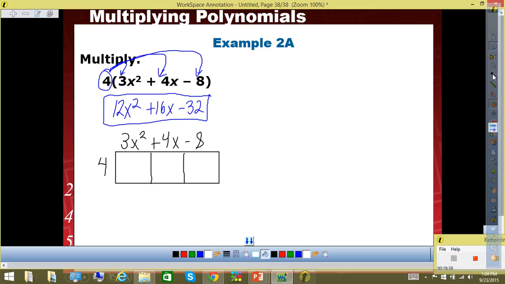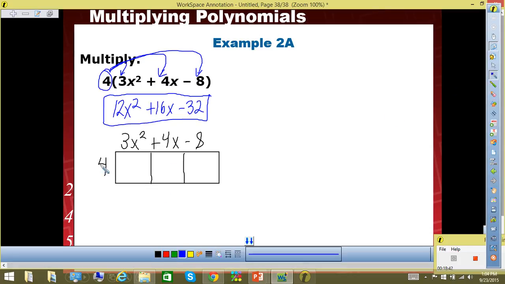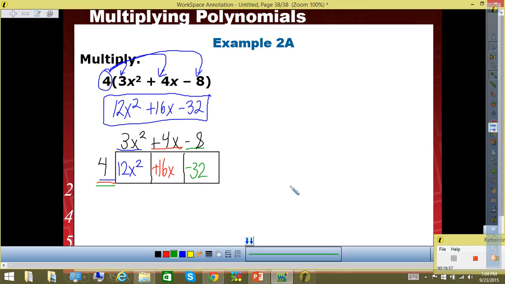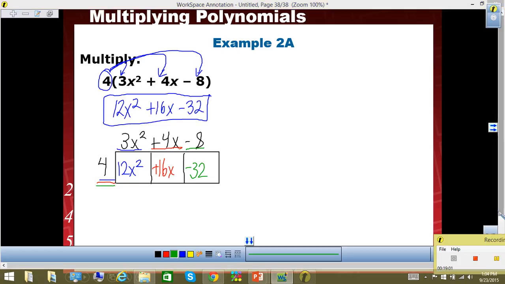So, check this out. 4 times 3x squared becomes 12x squared. 4 times 4x becomes positive 16x. And 4 times negative 8 is negative 32. Copy that, please. All right, we got this, right?